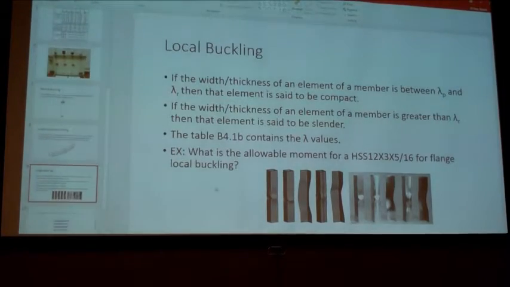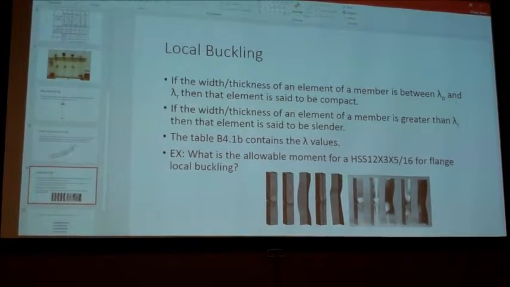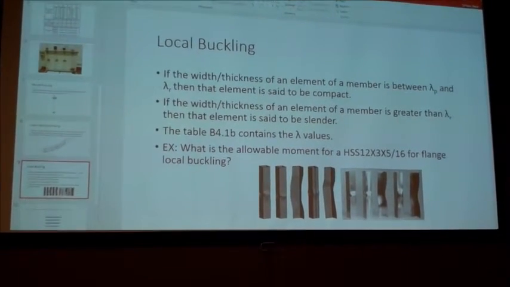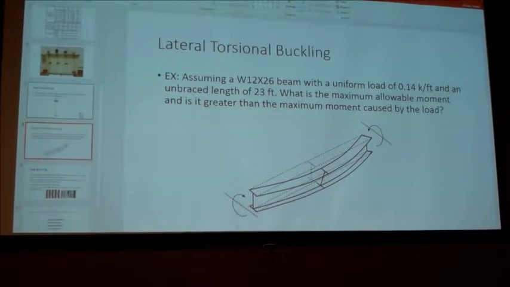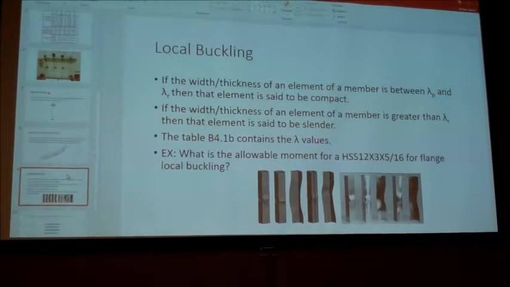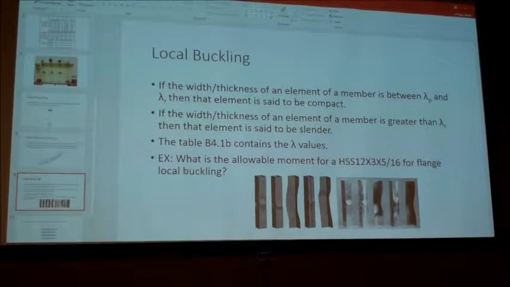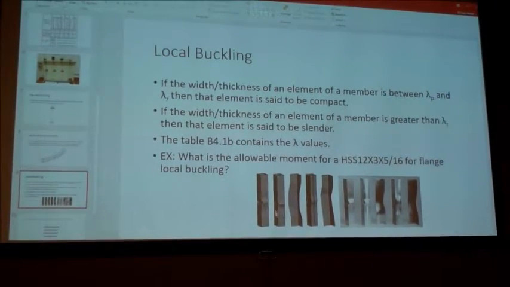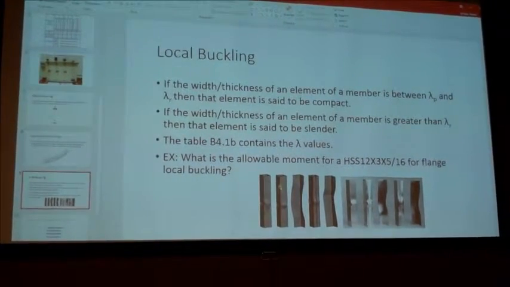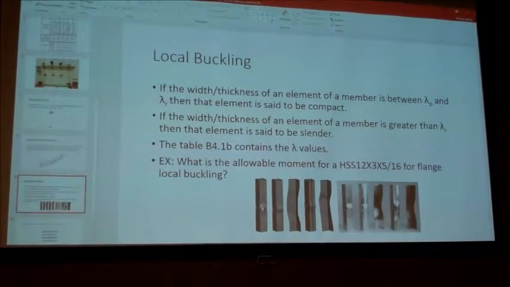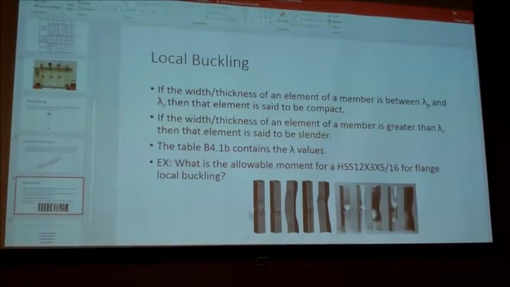Okay. So finally we have local buckling. Both of these were full member buckling. This is an actual concentrated part of the member that buckles and causes the full member to buckle. So we have pictures of it right here. It's just a point where an actual element of the member fails.